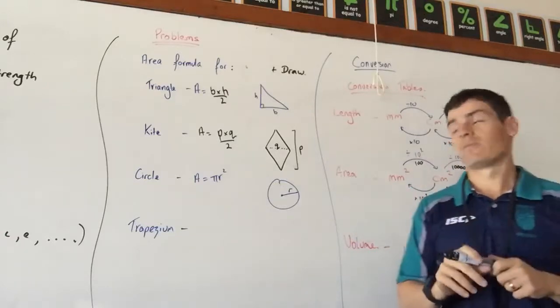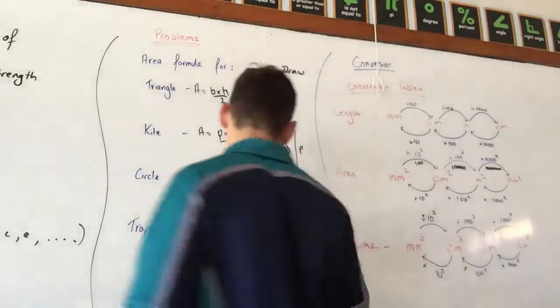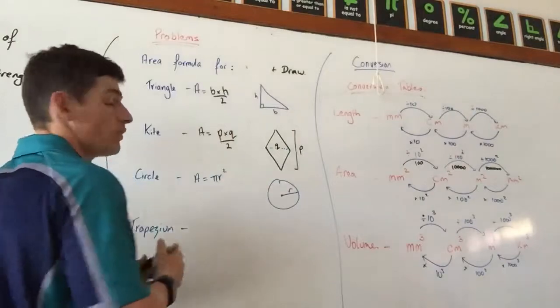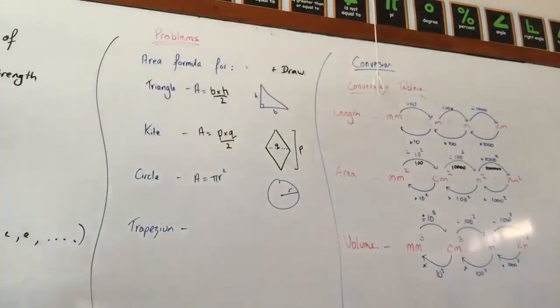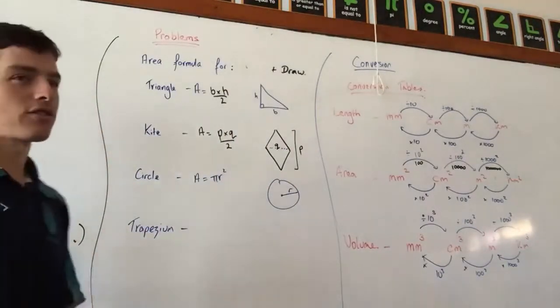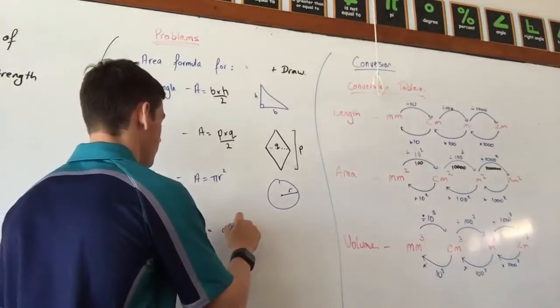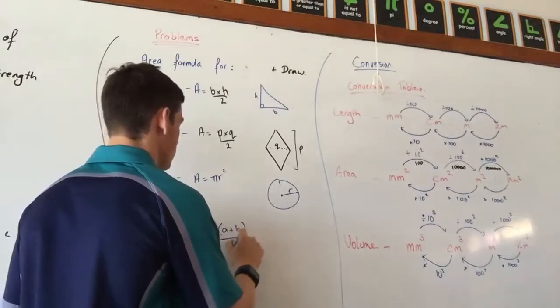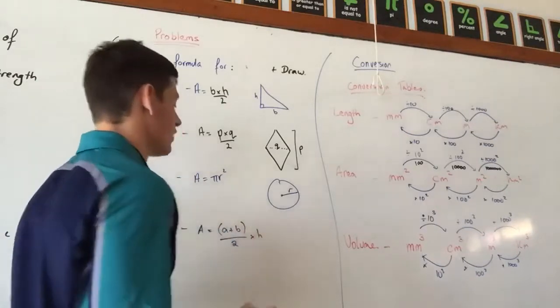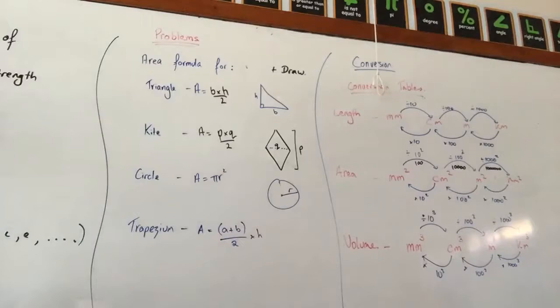The trapezium. What's the trapezium's equation? A plus B divided 2 times height. A plus B in brackets divide by 2 times height. Very good. That's probably our most complicated formula.